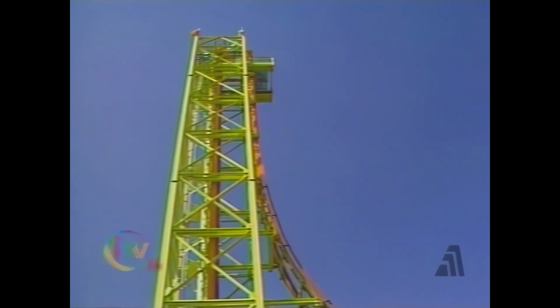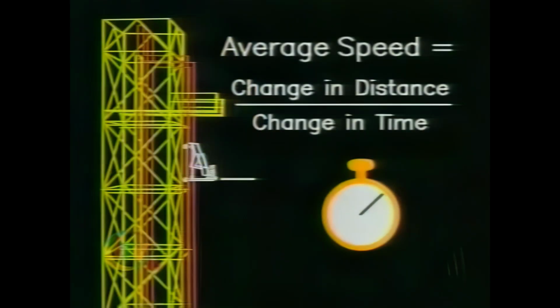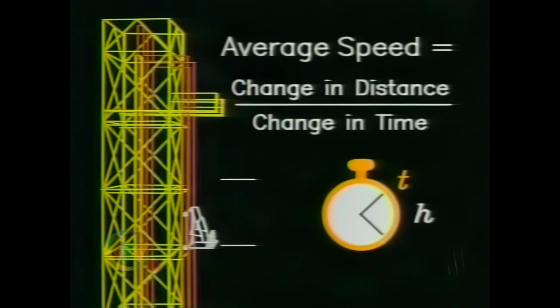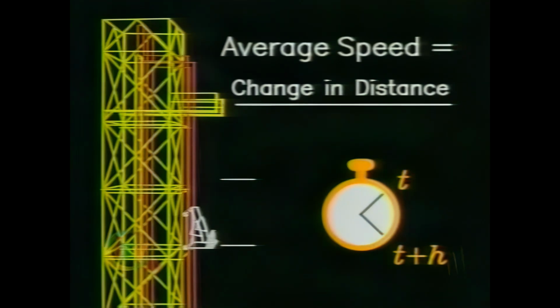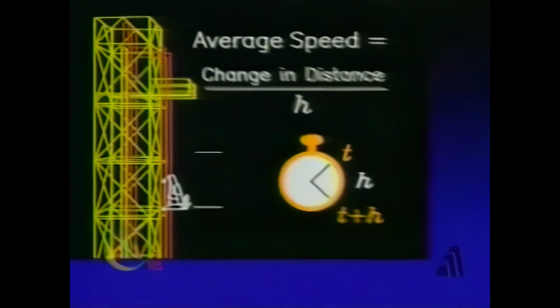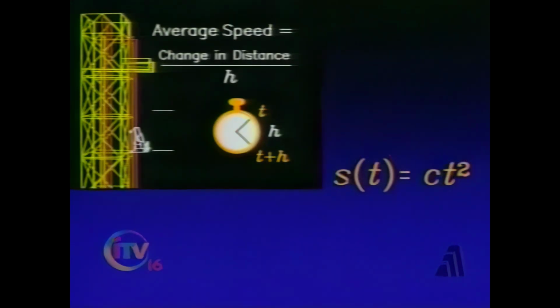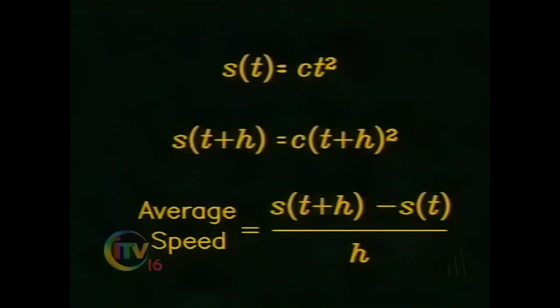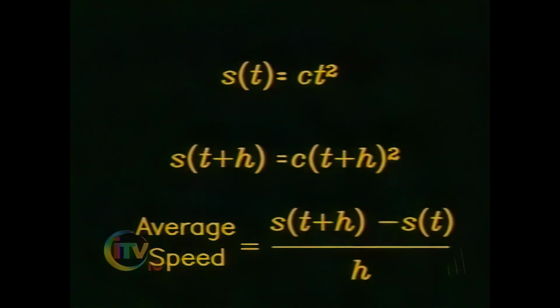Instead of asking the instantaneous speed at an exact time t, we'll ask, what is the woman's average speed between time t and a point h seconds later, at time t plus h? Now, the change in time is simply h seconds. If the distance fallen at any time t equals c times t squared, then the distance fallen at time t plus h must equal c times (t plus h) squared.